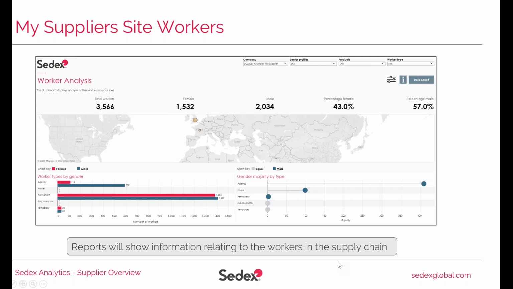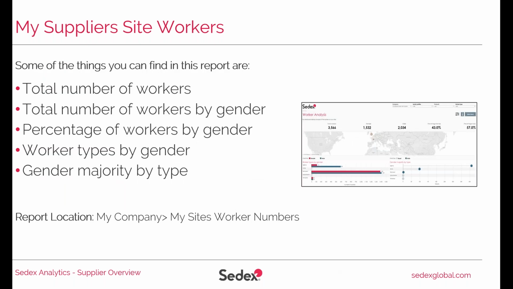What this report would show is the number of workers against your site, number of workers by gender, percentage of workers by gender, worker types by gender, and also the gender majority by type, to see the balance and different aspects of that. So it's a good report you may want to run. And as you can see where the location is, it's under my company and then my site's worker numbers.